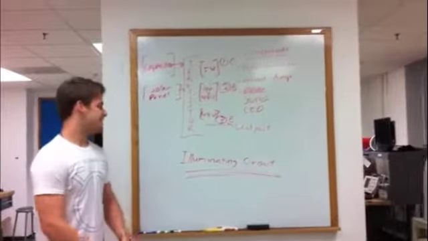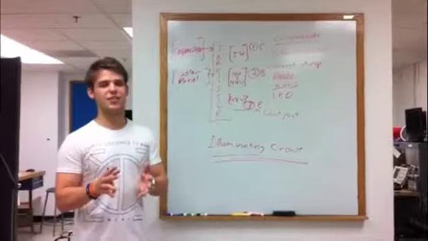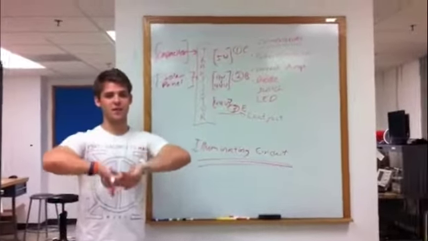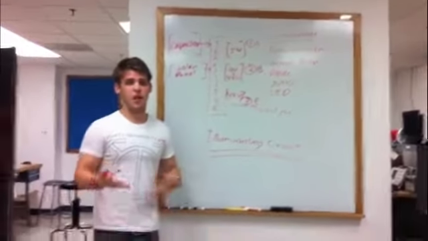Okay, so the second part of our circuit is the illuminating circuit. At this point, our charging circuit has charged up our capacitor to 5 volts. Now, we want those 5 volts to discharge at night. So how do we do that?